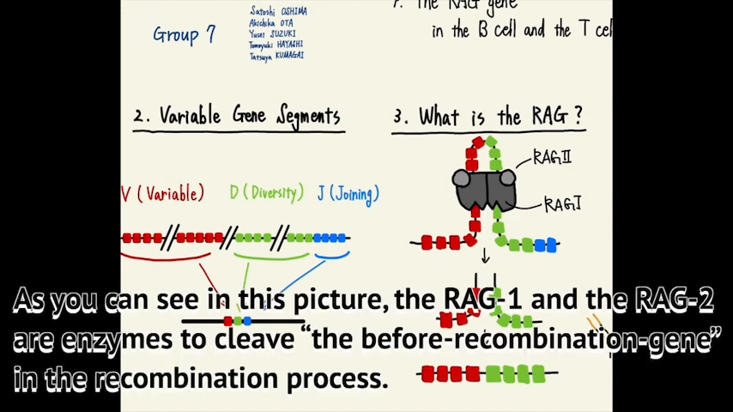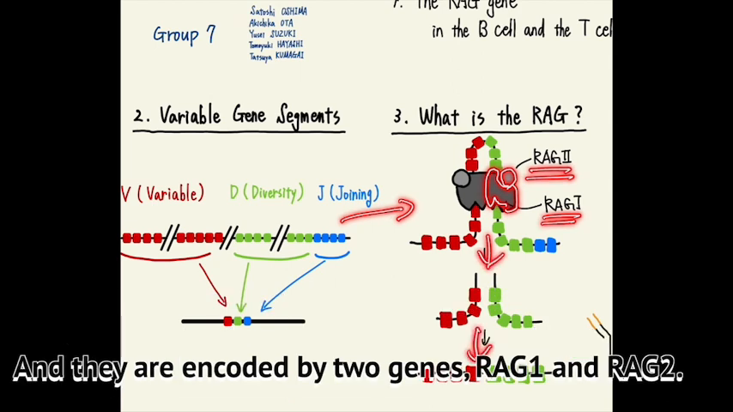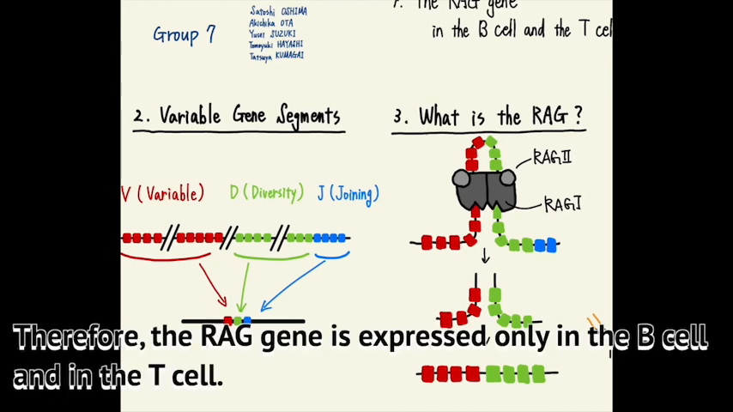As you can see in this picture, the RAG1 and the RAG2 are enzymes to cleave the gene before recombination in the recombination process, and they are encoded by 2 genes, RAG1 and RAG2. Therefore, the RAG gene is expressed only in the B cell and in the T cell.